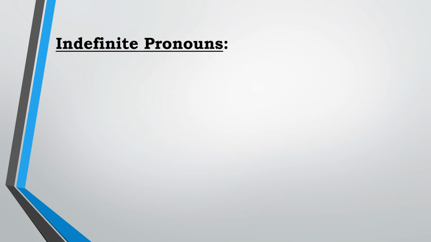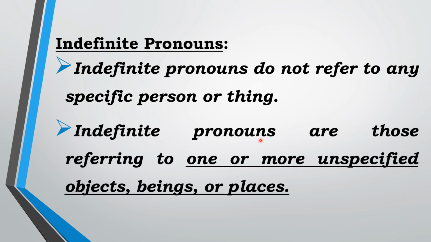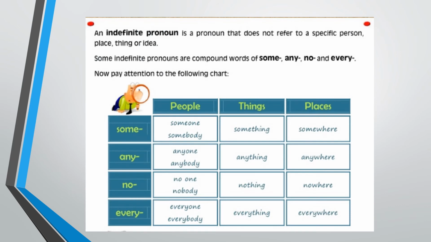There is another pronoun called indefinite pronouns. What is meant by indefinite pronouns? From the name indefinite itself, we understand that the pronouns do not refer to any specific person or thing. Indefinite pronouns are those referring to one or more unspecified objects, beings, or places. I repeat, an indefinite pronoun is a pronoun that does not refer to a specific person, place, thing, or idea.